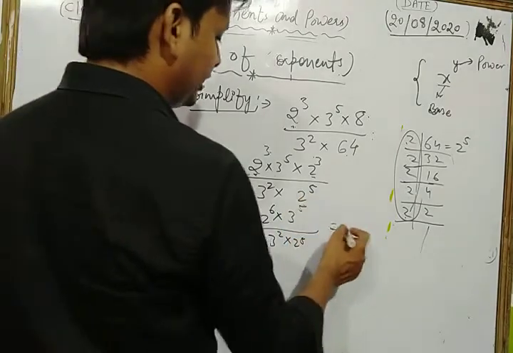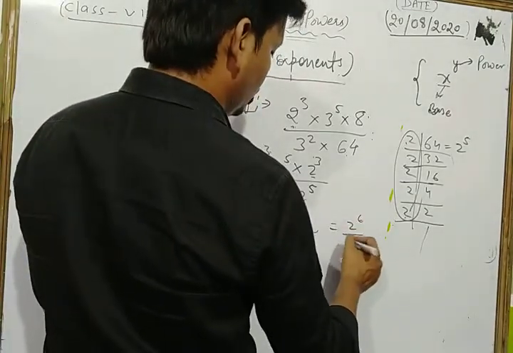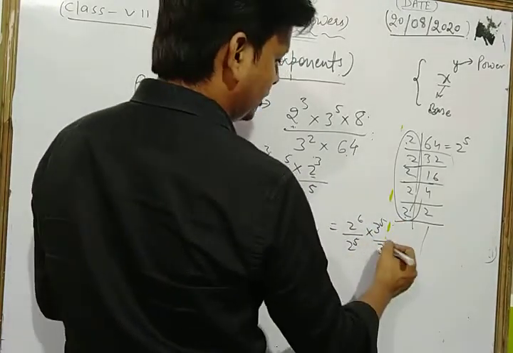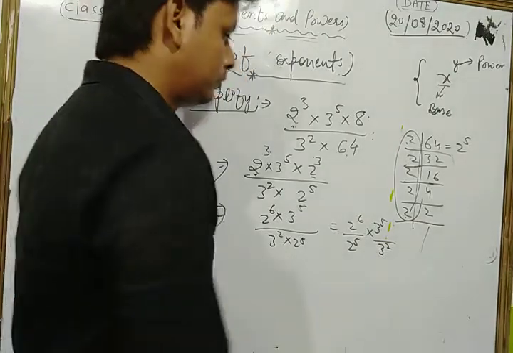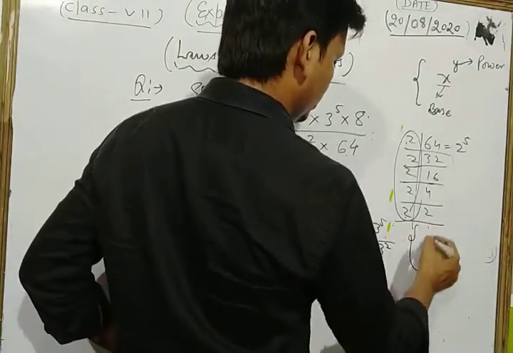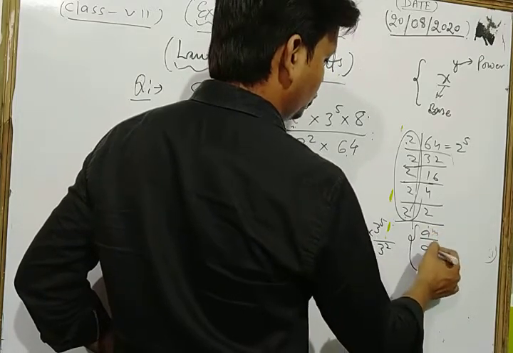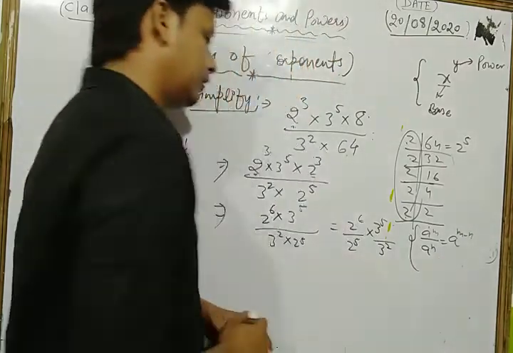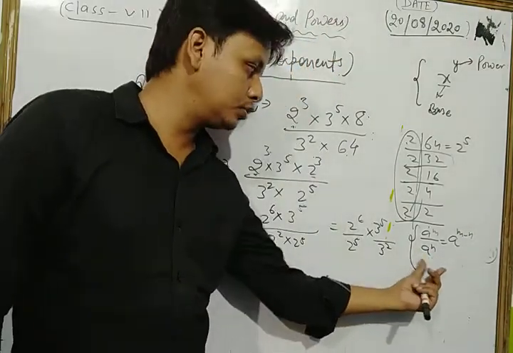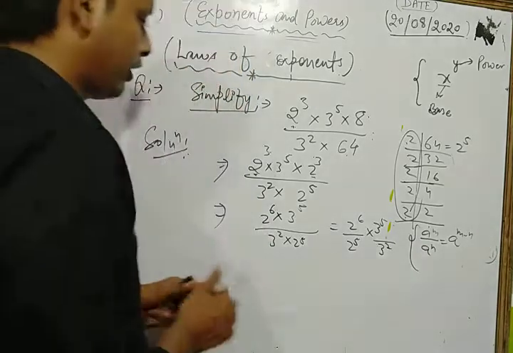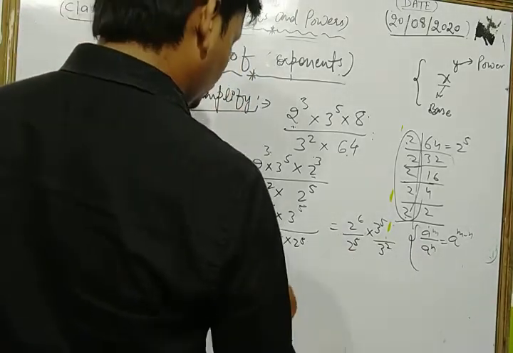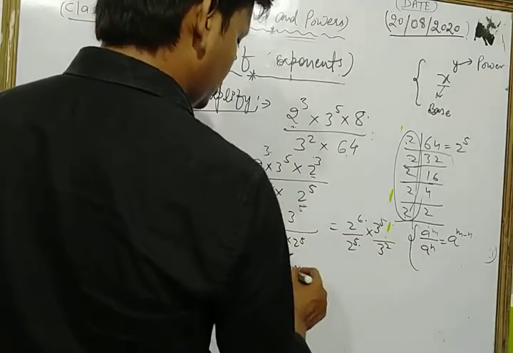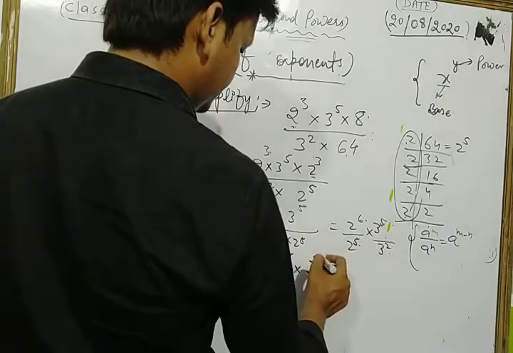Now what I do, dear student, we separate 2 to the power 6 upon 2 to the power 5 into 3 to the power 5 upon 3 to the power 2. We write in this way. Now dear students, we know the formula of exponents: a to the power m upon a to the power n, we write as a to the power m minus n. So here we use this law of exponent. So we have 2 to the power 6 minus 5 into 3 to the power 5 minus 2.